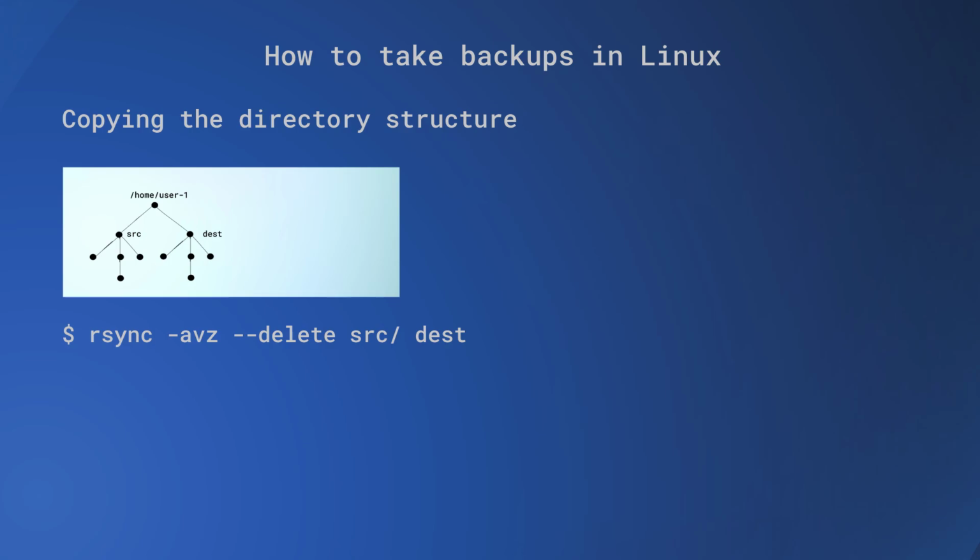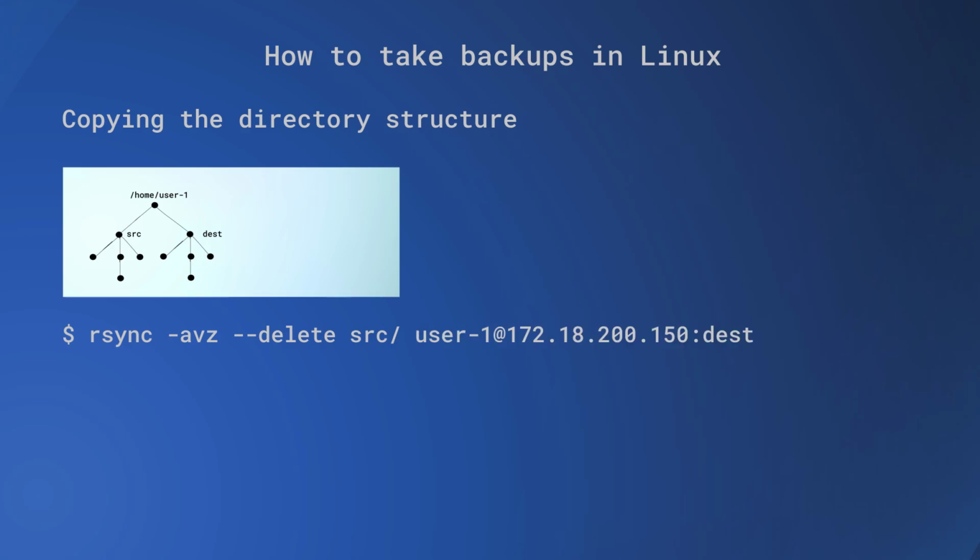Suppose we have copied the contents of src to dst and then made changes in some files in src and also deleted some files in src. We want dst to be an exact replica of src. For this, we can use the --delete option, which means in addition to copy, delete files in dst which are not in src so that dst becomes an exact replica of src.